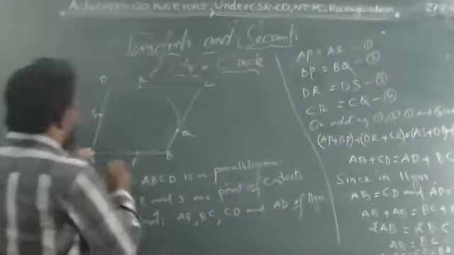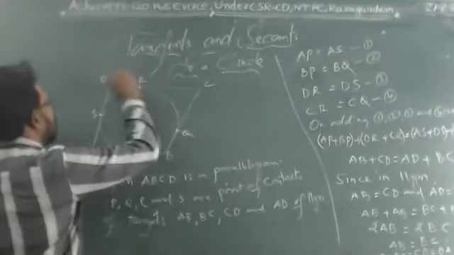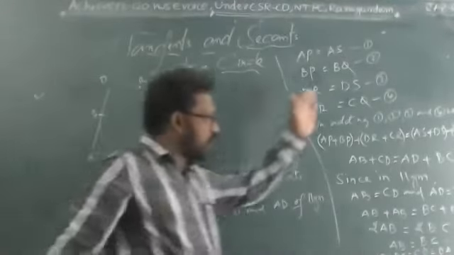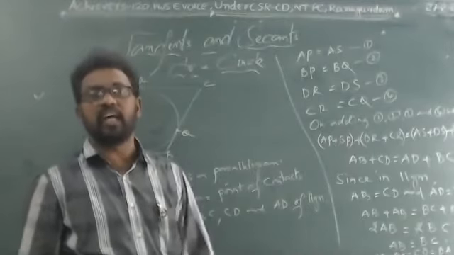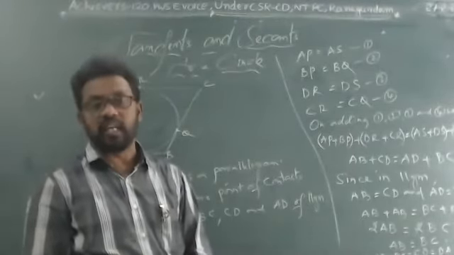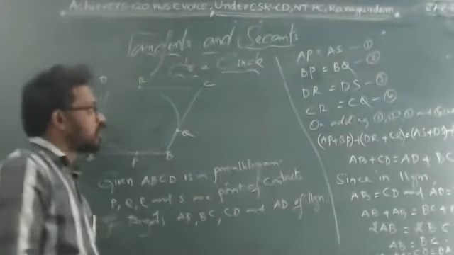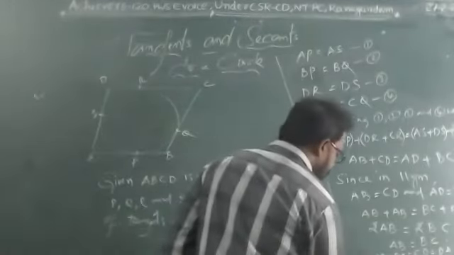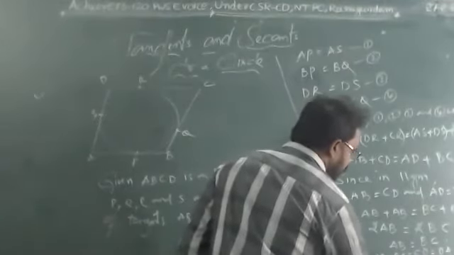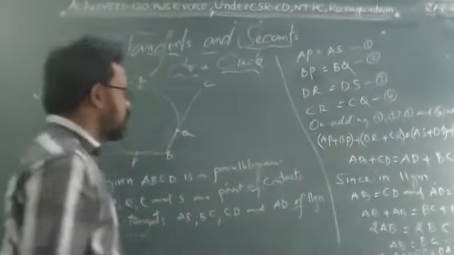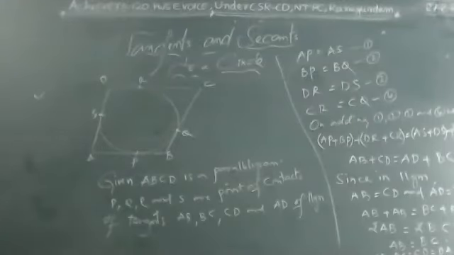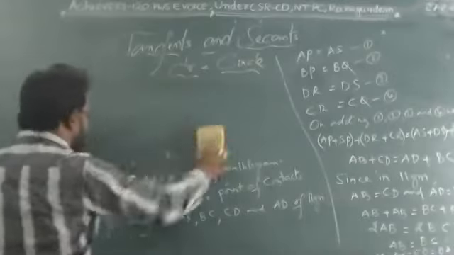So what you proved here is that AB is equal to BC and CD, and all the sides are equal. Hence ABCD is a rhombus. If you want, you can take a screenshot. Hence ABCD is a rhombus. Take a screenshot. You see the last question of today's class.